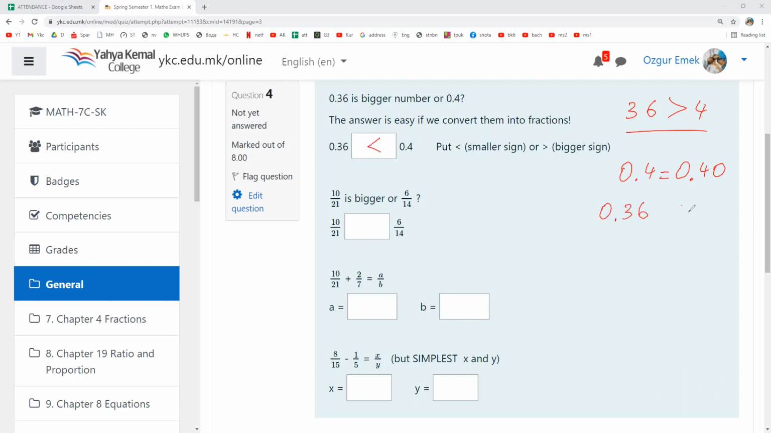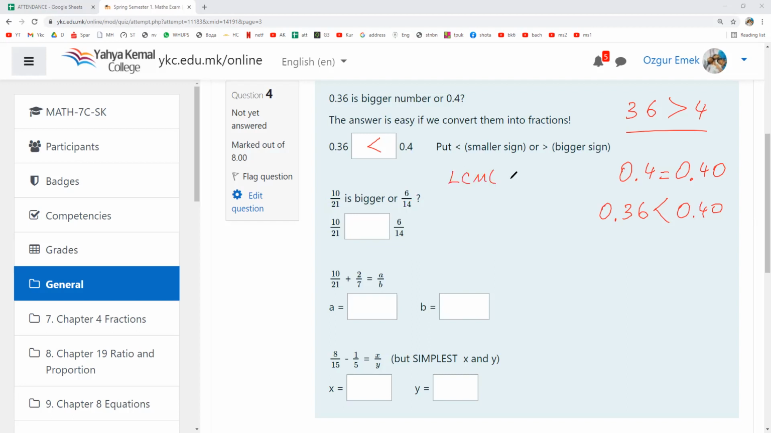0.36 and 0.40. 0.40 is the bigger number, which is equal to 0.4. And which is bigger? We have 21 and 14 at the bottom. That's 7 times 3. That's 7 times 2.